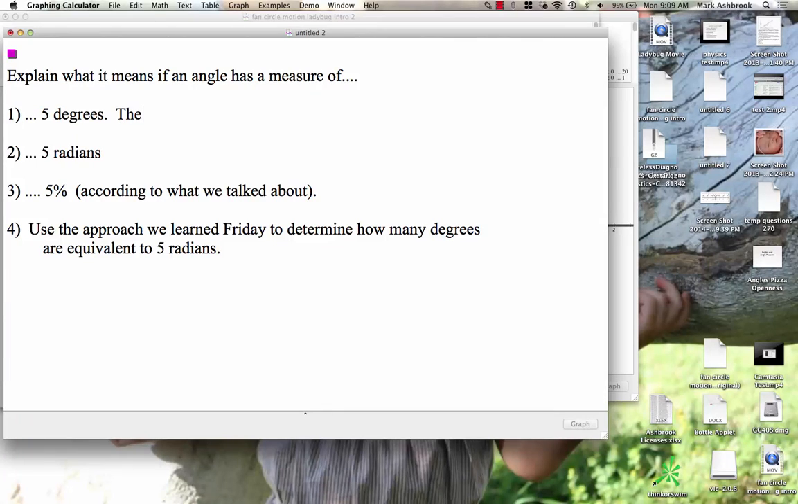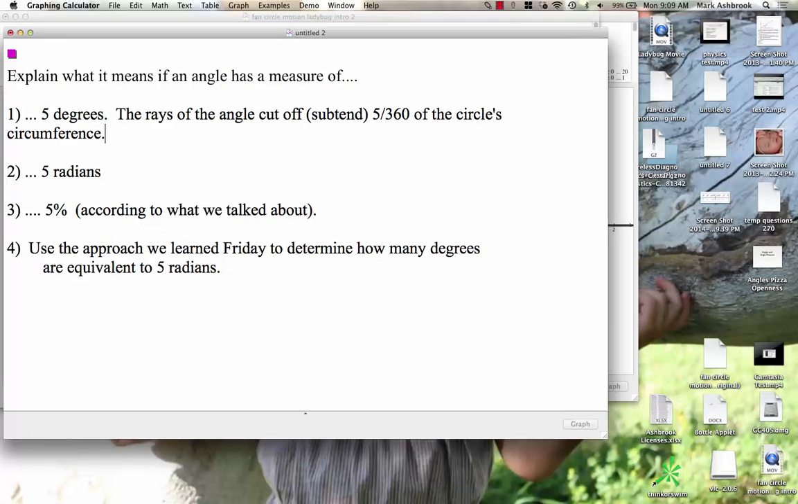Okay, so Jerome's going to walk around, make sure you are being ethical and honest. This is what it means.